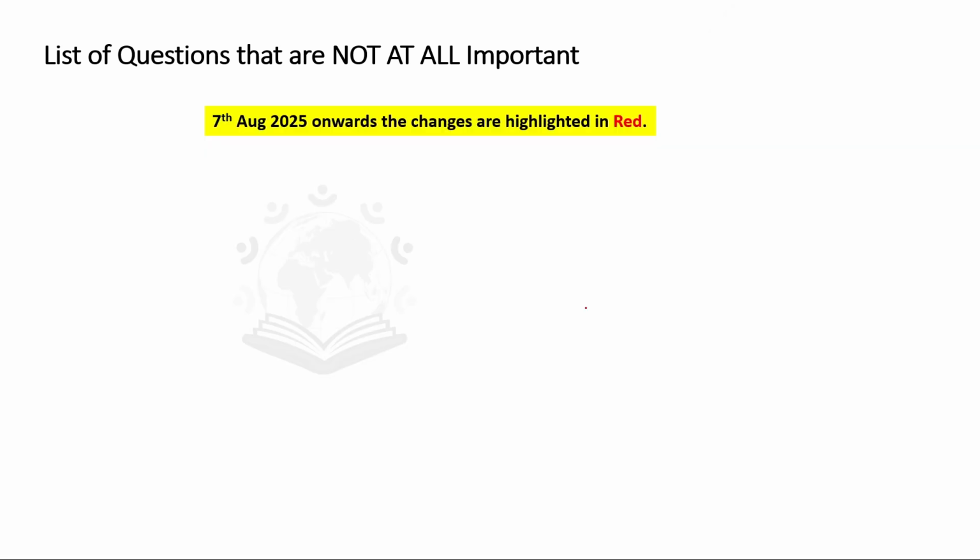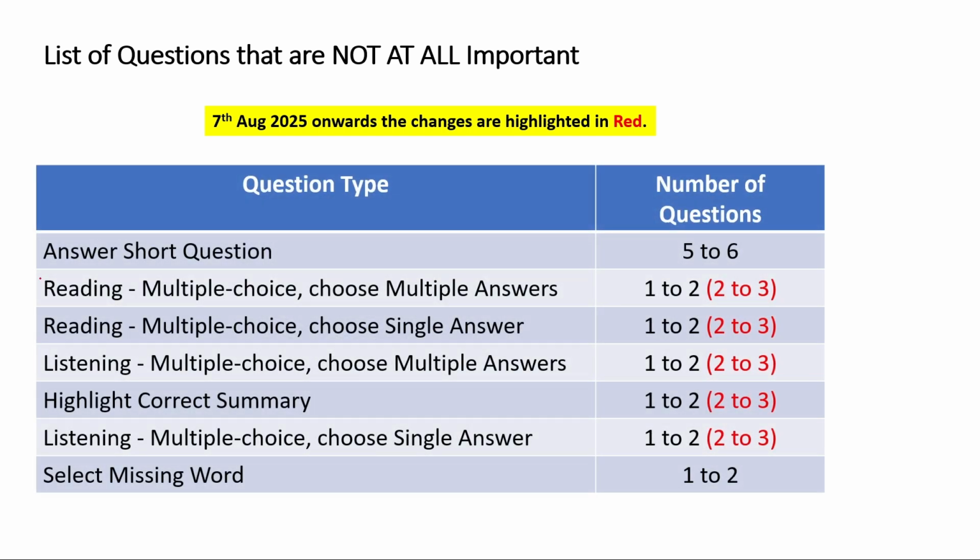Alright folks, PTE has introduced minor changes with regards to the following questions on 10th July 2025. These changes would be applicable starting 7th August 2025 for the following questions: reading multiple choice, listening multiple choice, and highlight correct summary. They have increased the number of questions from 1 to 2 to 2 to 3 questions respectively for these questions. There will be an impact on scores as well, but it is not as huge as you think. We will see it in the next slide.